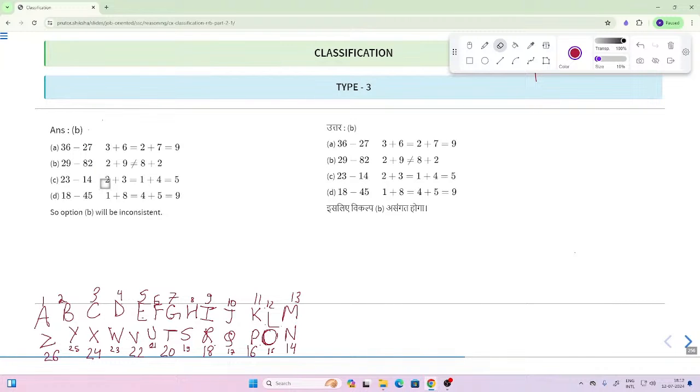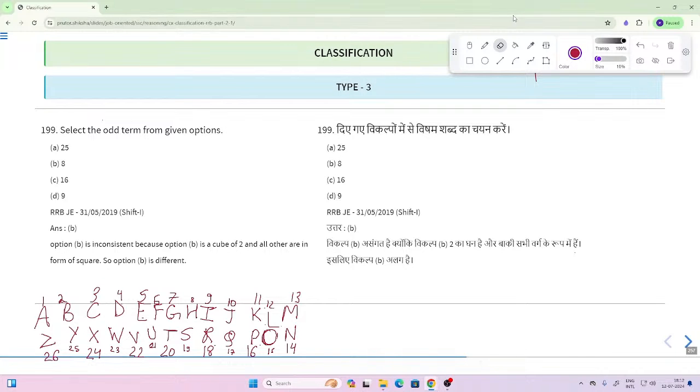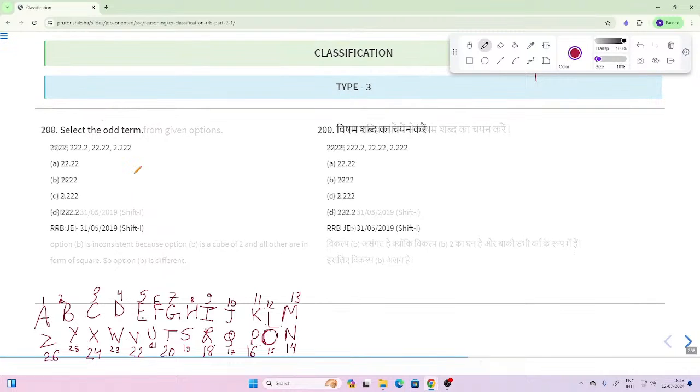Odd one out. Yeah. Select the odd term from the given options. 25, 8, 69. 5 square, 2 cube, 6, 4 square, 3 square. Yeah. Except for B, which is cube of 2. All others are square. So B is different and is the answer.